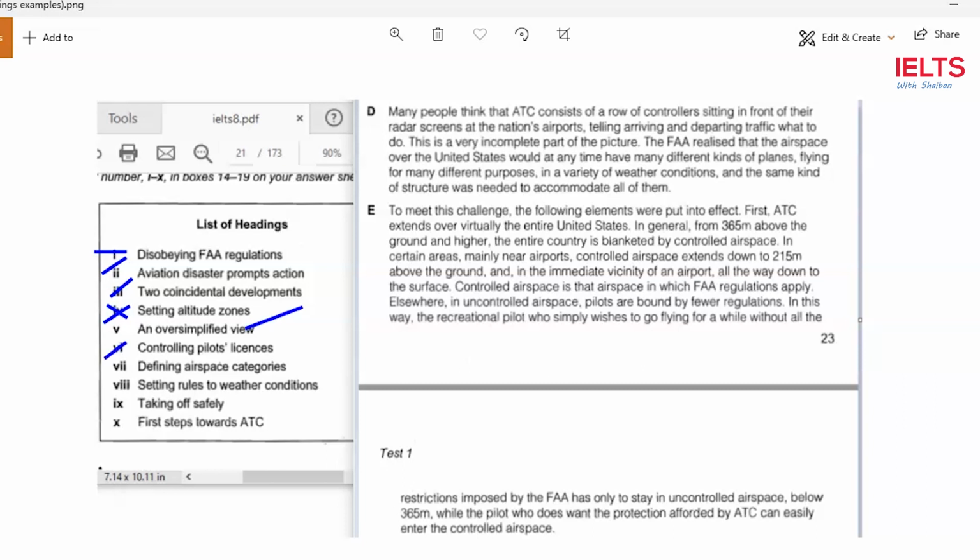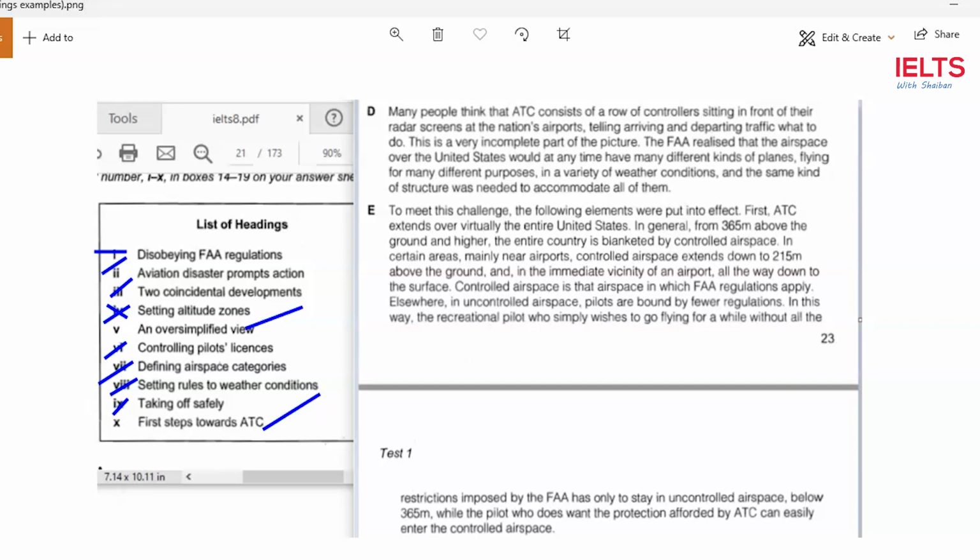Controlling pilots, nothing about pilots. Defining airspace, nothing about defining airspace. Setting rules, nothing about rules. Taking off safely, nothing about safety. And of course, first steps towards ATC, that was already taken in paragraph B.